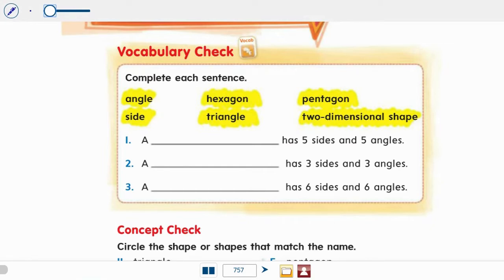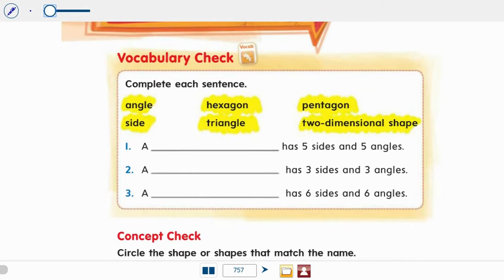Number one says a blank has five sides and five angles. So a five-sided and five-angled shape. Well, it's not angle, because that's in that one right there. Side, no, it's not going to be that. So I know that I'm looking for a shape, a two-dimensional shape. So my choices are pentagon, hexagon, or triangle. Well, a pentagon is the one that has five sides. Pentagon. Five sides and five angles.